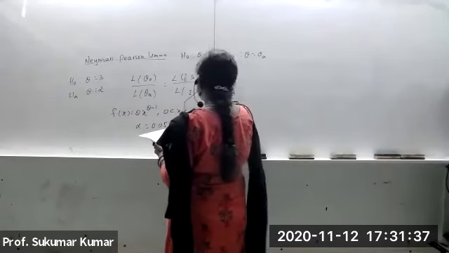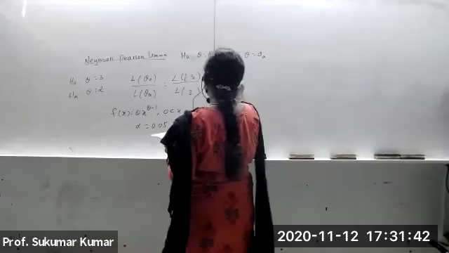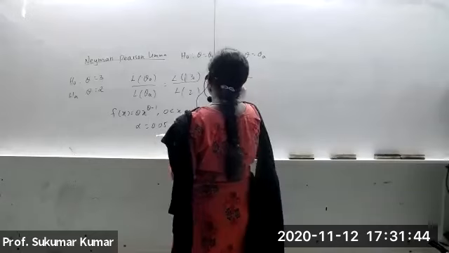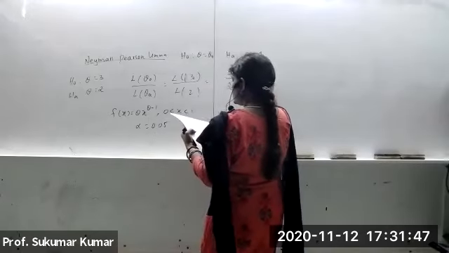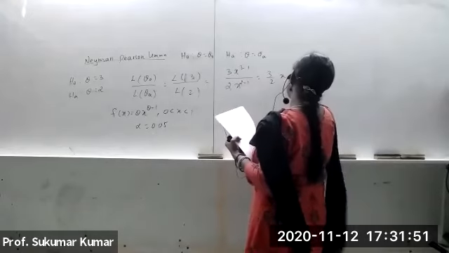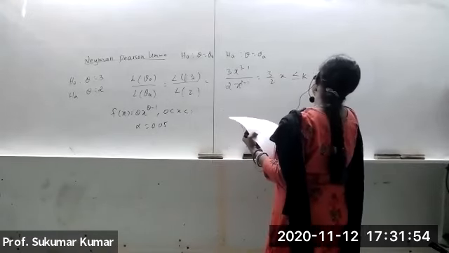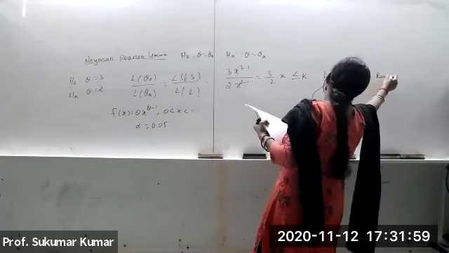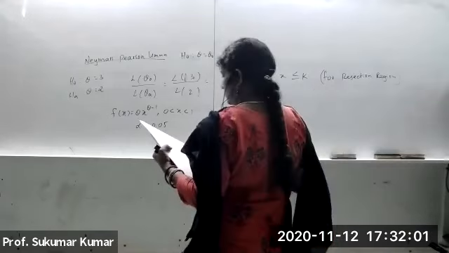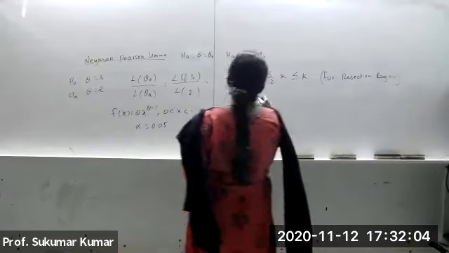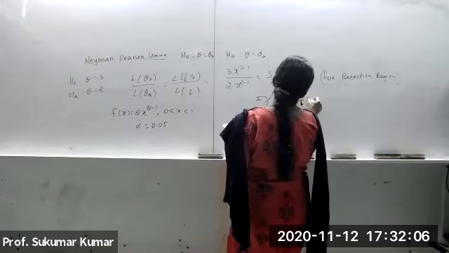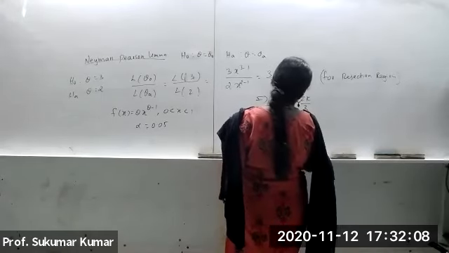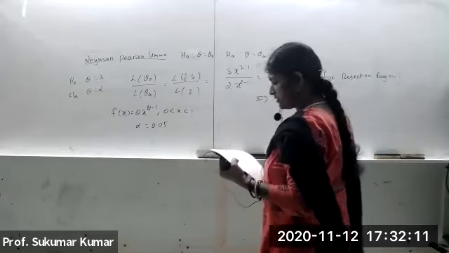So what is the PDF here? Theta x power theta minus 1. With theta value 3, it is 3x power 3 minus 1 divided by 2x power 2 minus 1, which is equal to 3 by 2 x. This is less than or equal to some constant for the rejection region. So this implies x is less than or equal to 2k by 3, or x is less than or equal to some other constant k star.